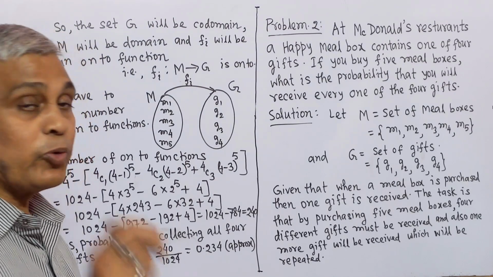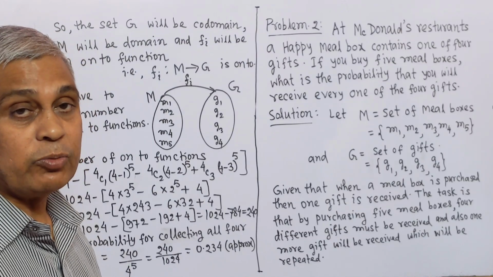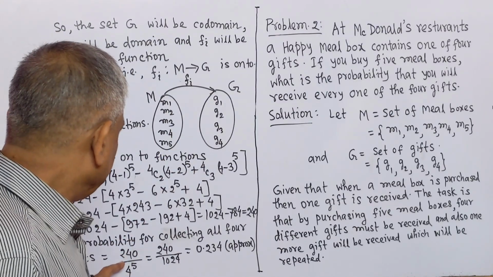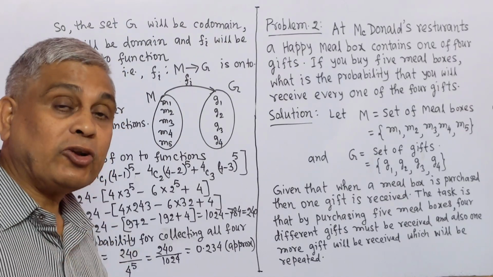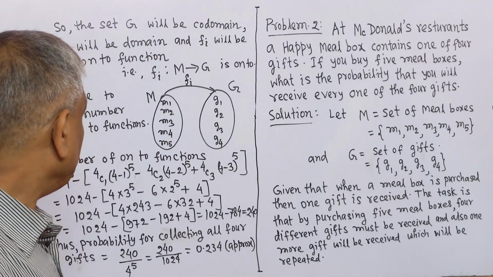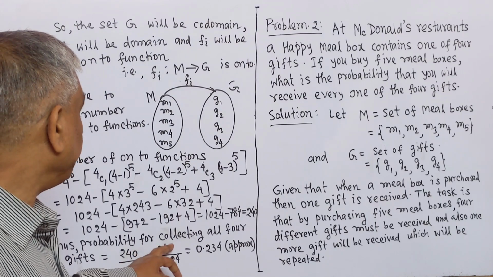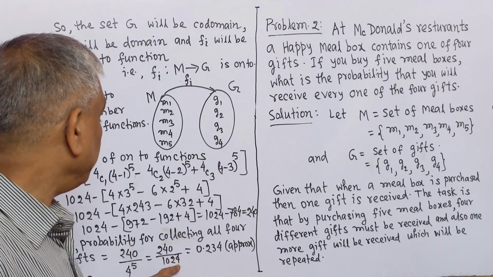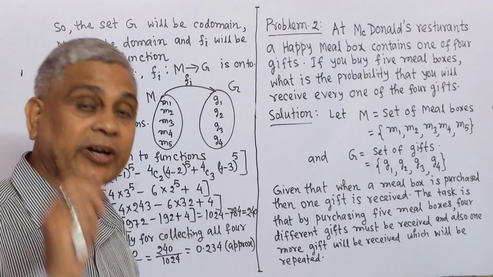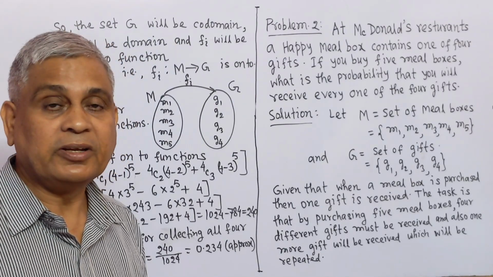Now, the probability of collecting all four gifts will be equal to the number of onto functions divided by the number of total functions. The number of total functions equals 4 to the power 5, and this is equal to 240 by 1024. This is equal to 0.234 approximately. This is the probability. So our problem is solved.